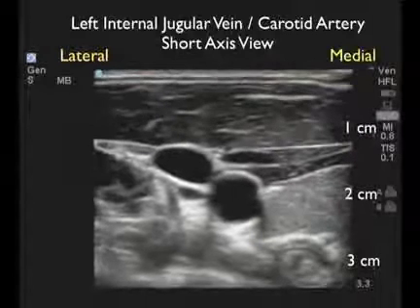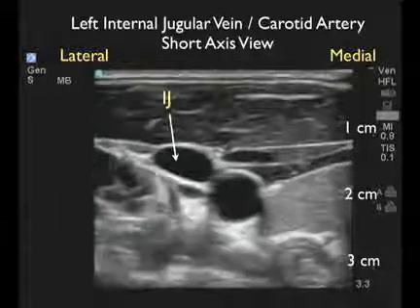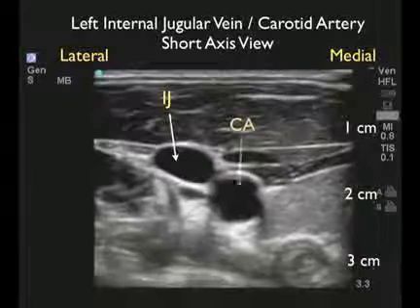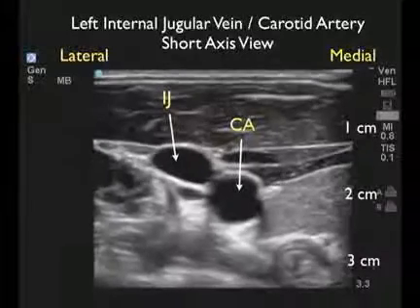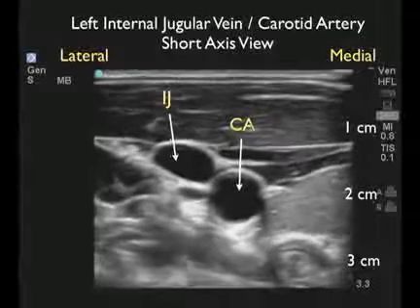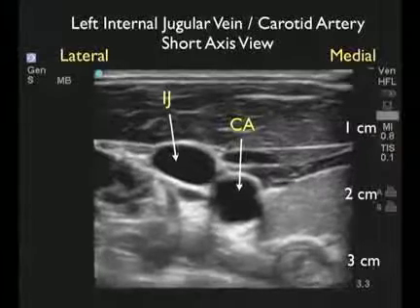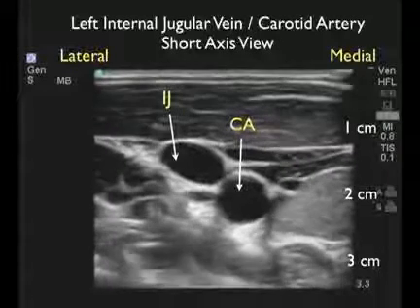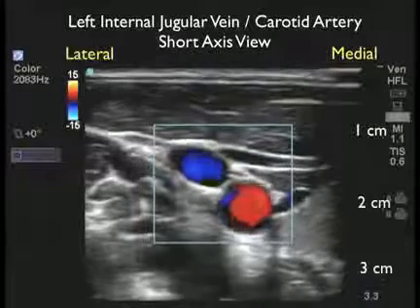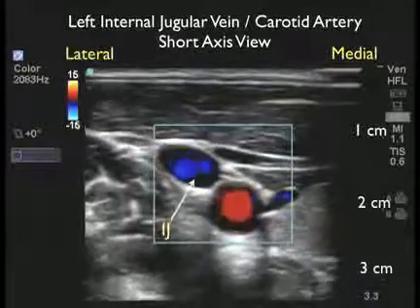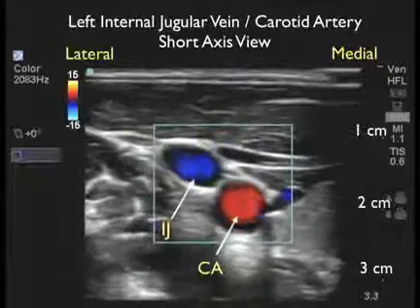Here's a typical appearance of the internal jugular vein and carotid artery in a short axis configuration, taken with a B mode or grayscale image. Note lateral here towards the left and medial to the right. Here we notice the internal jugular vein in a location more lateral and superficial to the carotid artery, which lies deeper and medial to the vein. We can see the depth markers to the side, and we note the internal jugular vein at about 1.5 centimeters depth. Now we can apply Doppler sonography to further differentiate the two structures, and here again we notice the internal jugular vein lying lateral and superficial to the carotid artery.